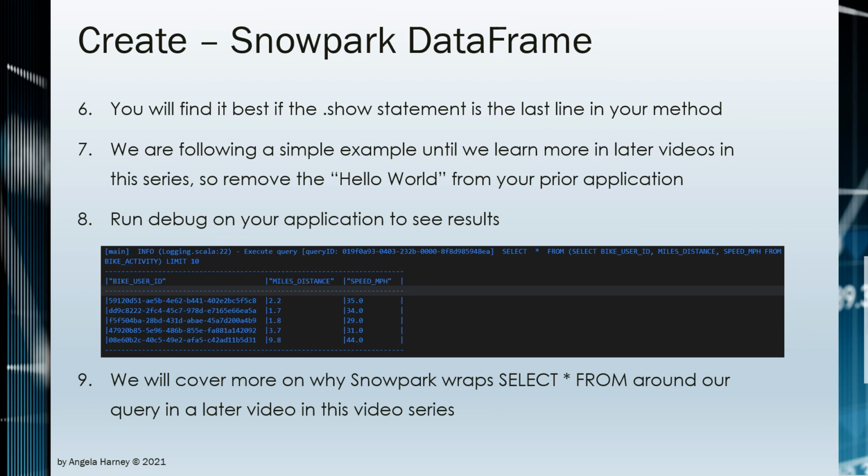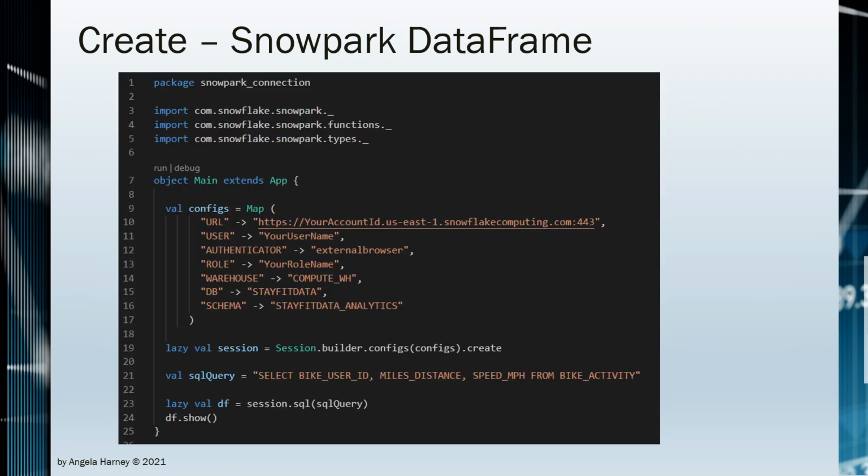You will notice that the query was interpreted as a nested query inside of a select star from. This is a wrapper to limit the .show results to 10 rows. Here is the entire code for the application.